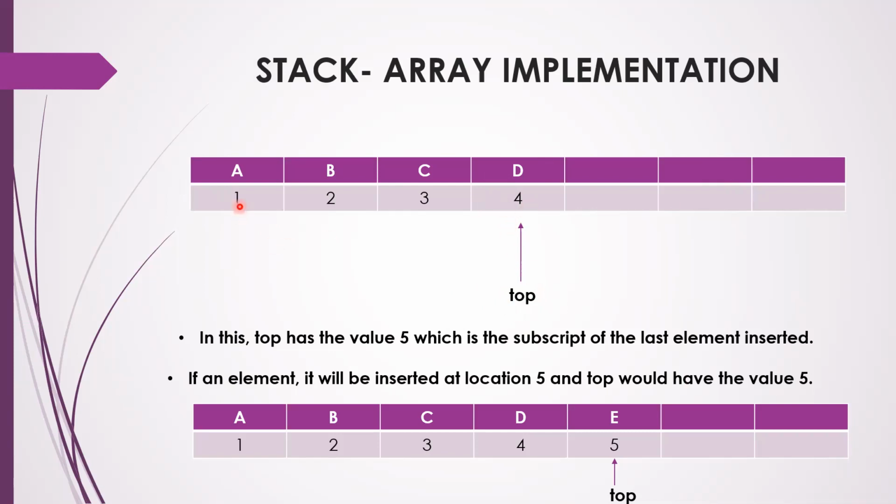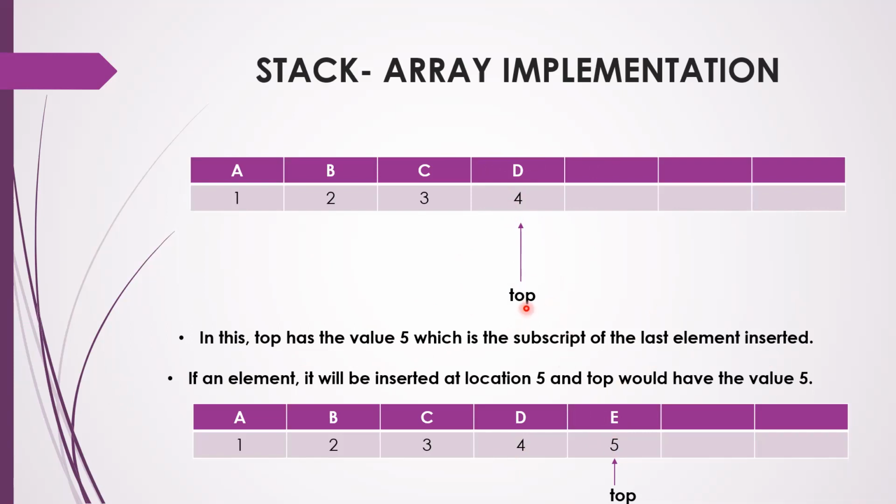First I have inserted A. Second I've inserted B. The third I've inserted C. Finally I've inserted D. So 1, 2, 3, 4 are the subscripts and 4 is the top subscript, which is holding the element D. There should be a pointer called top, which is pointing to the subscript of the last element which is inserted. So now I'm inserting a new element like E, and it is at subscript 5.